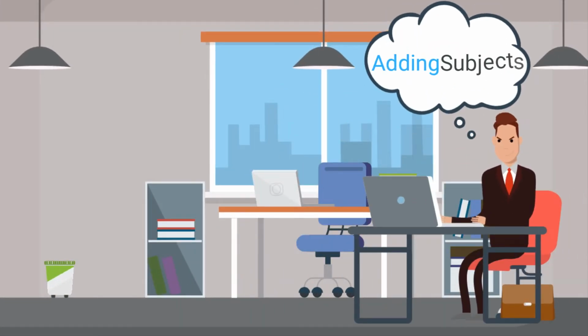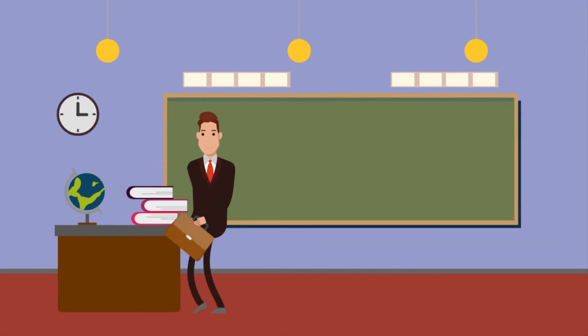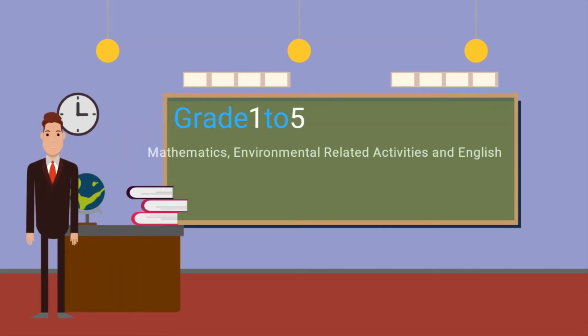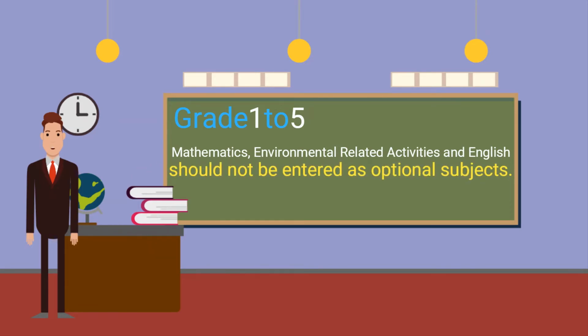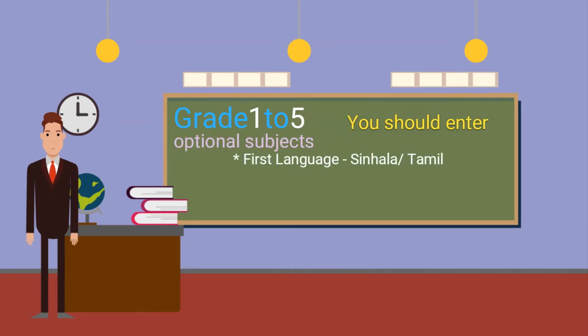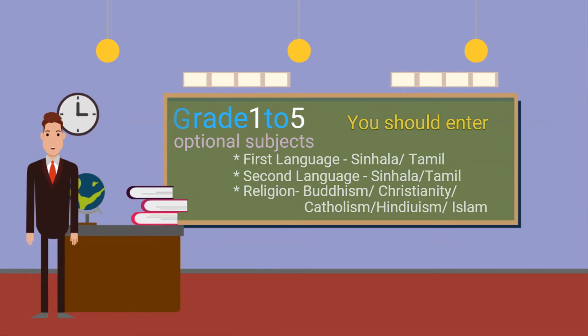Now, let's watch how to add subjects into the worksheet. When filling optional subjects in grade 1 to 5, mathematics, environmental related activities and English should not be entered as optional subjects. You should enter the following subjects into the template as optional subjects. First language, Sinhala or Tamil. Second language, Sinhala or Tamil. Religion, Buddhism, or Christianity, or Catholicism, or Hinduism, or Islam.